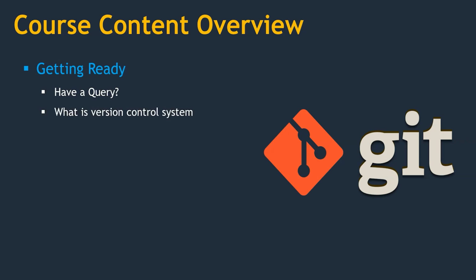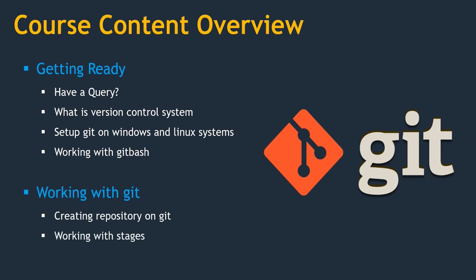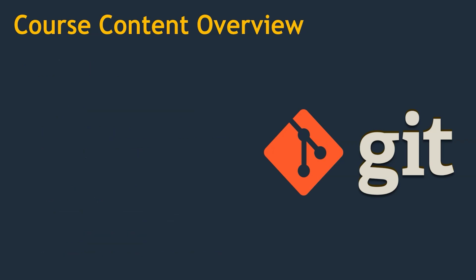Next, what is a version control system? How to set up Git on Windows and Linux systems and work with Git Bash. This is the first module. In the second module, working with Git, we are going to see how to create a repository, work with different stages of Git, and compare changes in the local repository.